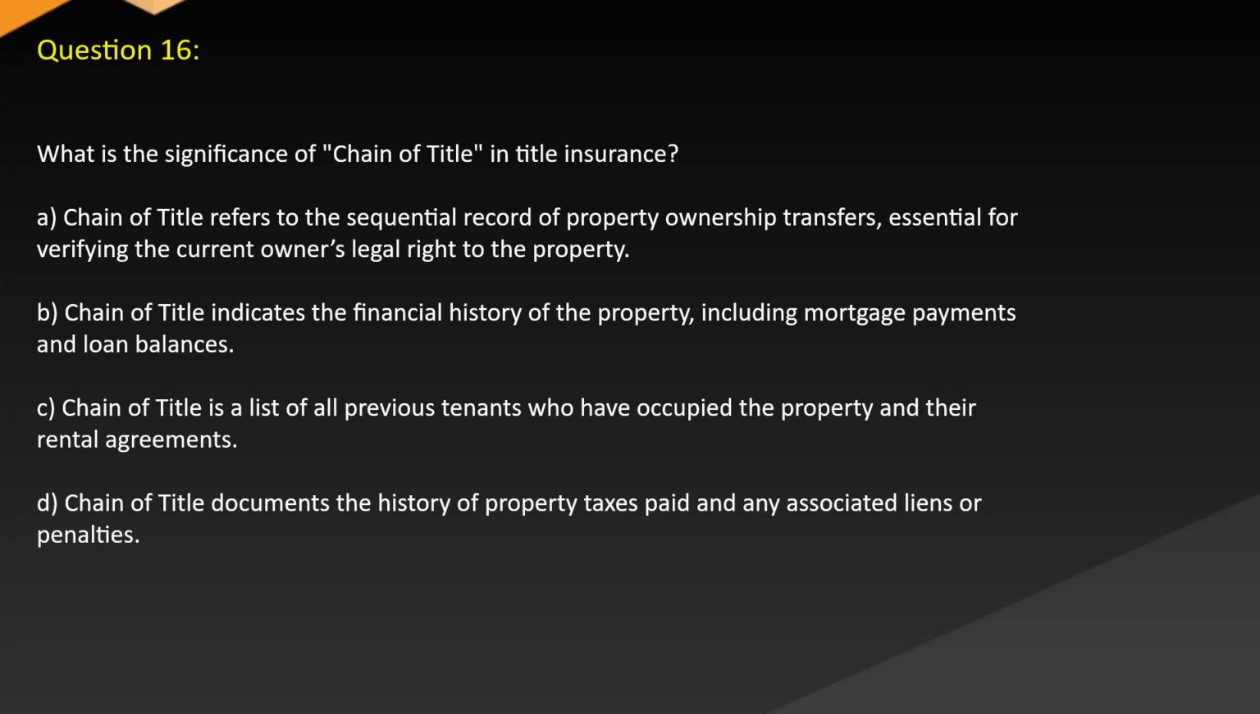B. Chain of title indicates the financial history of the property, including mortgage payments and loan balances. C. Chain of title is a list of all previous tenants who have occupied the property and their rental agreements. D. Chain of title documents the history of property taxes paid and any associated liens or penalties.